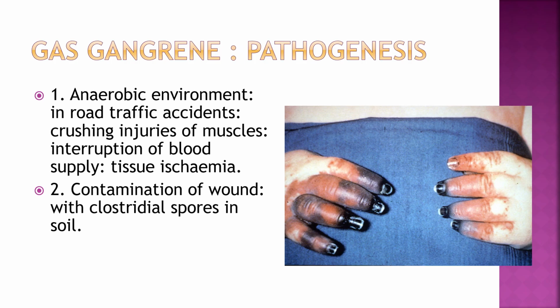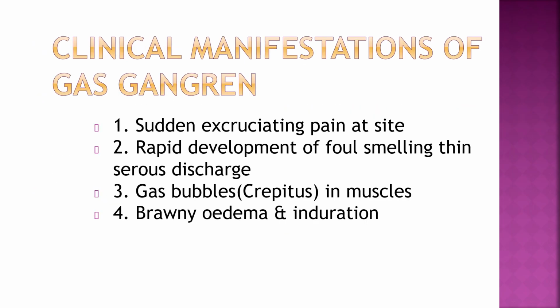The gangrene pathogenesis. First is anaerobic environment. In road traffic accidents, crushing injuries of muscles is there, and because of that interruption of blood supply is there, and then that causes tissue ischemia, and then contamination of wound with clostridial spores in soil, and because of that you can see infection of Clostridium perfringens. Now, clinical manifestations of gas gangrene. There can be sudden excruciating pain at site, rapid development of foul-smelling thin serous discharge, gas bubbles or crepitus in muscles, brownish edema and induration.